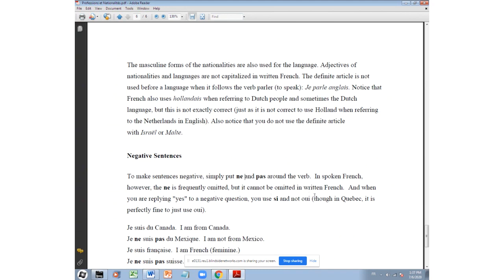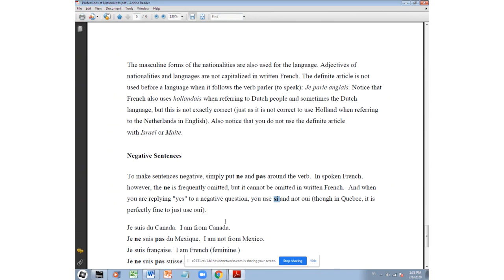And when you are replying yes to a negative question, you use what? Si. If I ask you, are you not a student? So you say, si, je suis étudiant. So si in this case means yes to a question which is asked in a negative form. That one you will understand as we progress with this language.